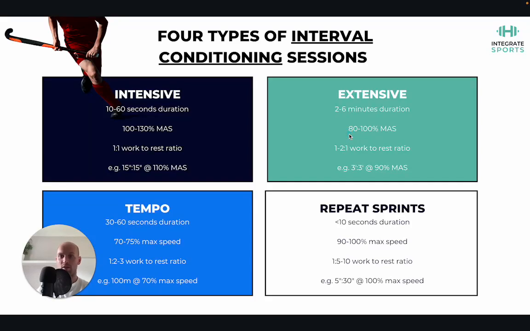In this episode, guys, we're going to be talking about 4 different types of interval conditioning sessions that you can be doing to improve your aerobic and anaerobic fitness for your sport, and specifically in this case, hockey.